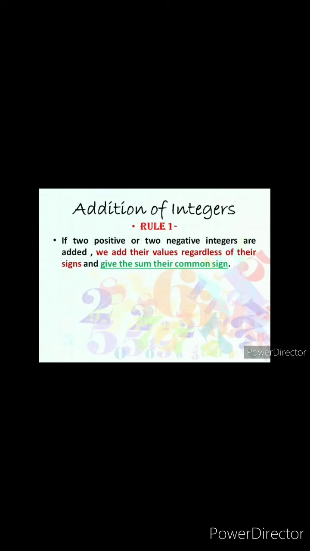If two positive or two negative integers are added, we add their values regardless of their signs and give the sum their common sign. Let us have an example. Here I have to add 12 and 24, and both the numbers have no sign, that means the positive sign is hidden. So when I have to add them, I'm just going to add their values and put the common sign, that is plus.